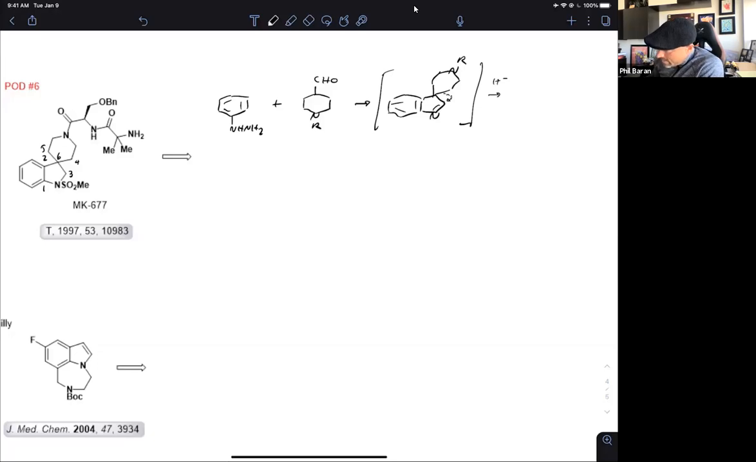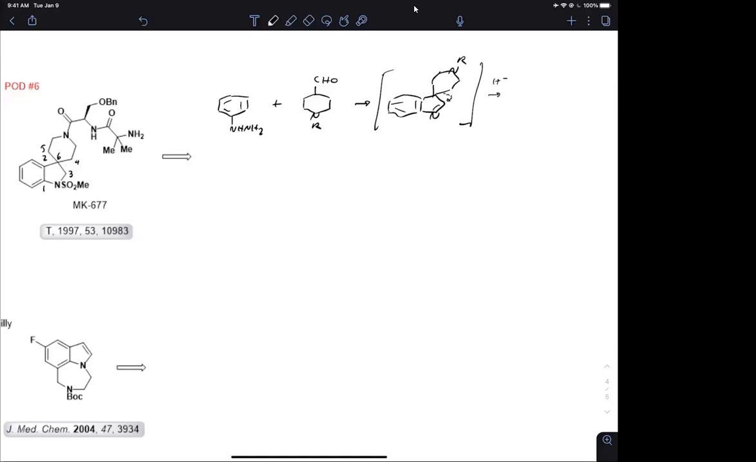So that's one way to put it together. I've given you one disconnection, but there's at least three more that we can think of. Any other disconnections? And I've labeled the carbons. What do you say, Nick?